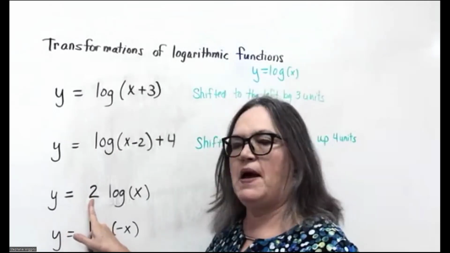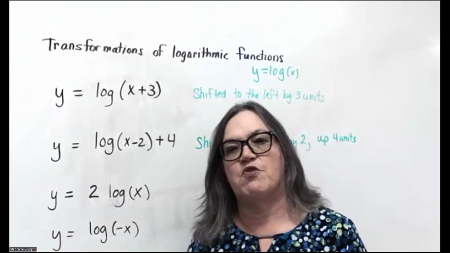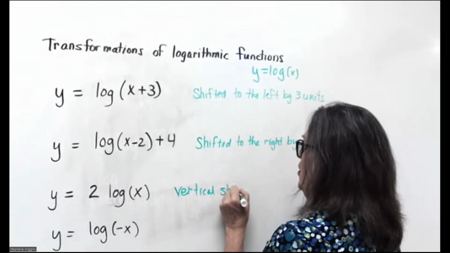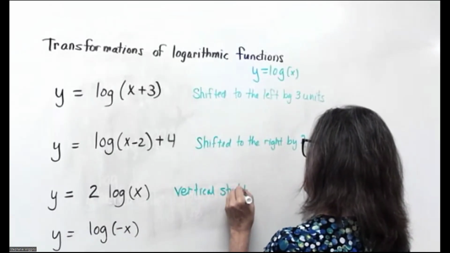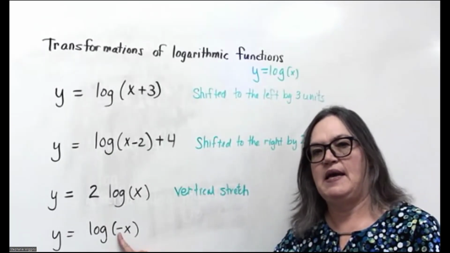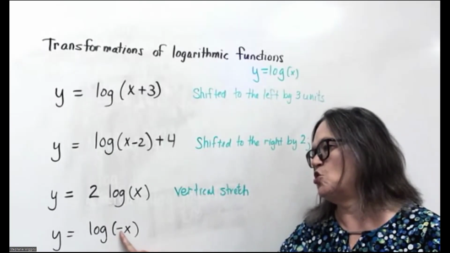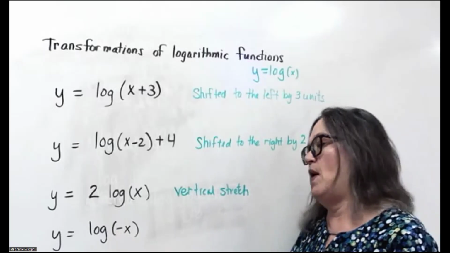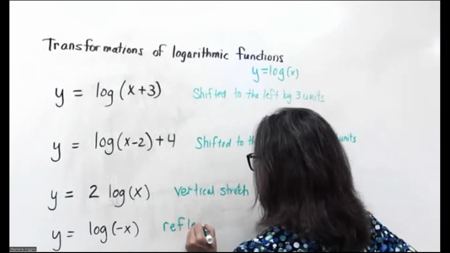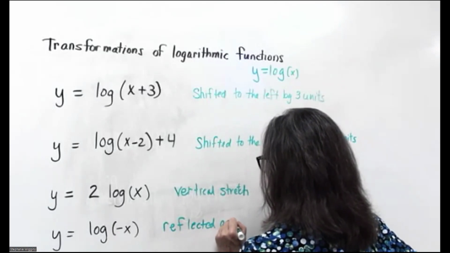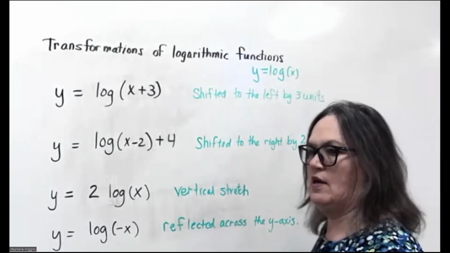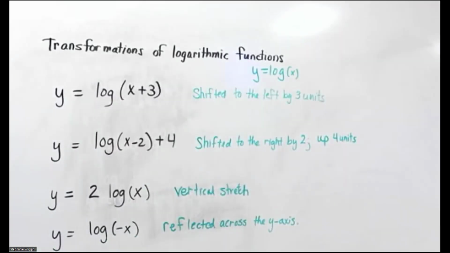Okay, here we're multiplying by a factor of 2 on the outside, so this is a vertical stretch. And here inside, we're multiplying by negative, so that's going to be a horizontal reflection, in other words, across the y-axis. So this function here is reflected across the y-axis. So let's just take a look at Desmos and see how these functions look.